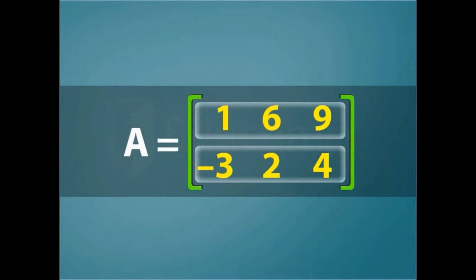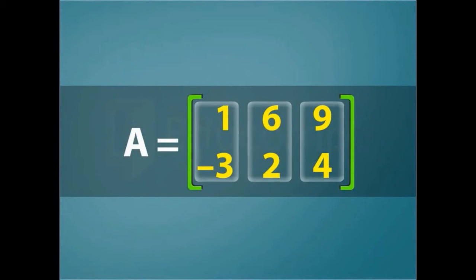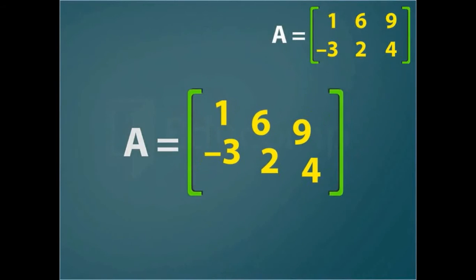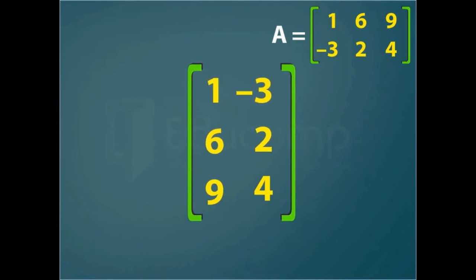Now here is a matrix A. It has 2 rows and 3 columns. If we put the first and second rows in the first and second columns of a new matrix, the new matrix is called the transpose of matrix A.